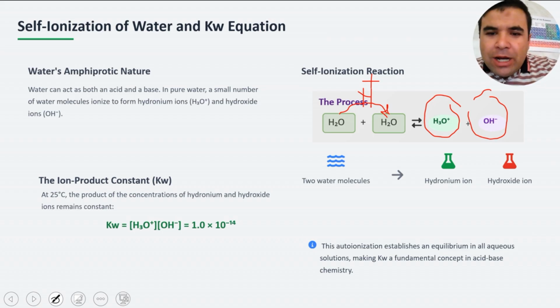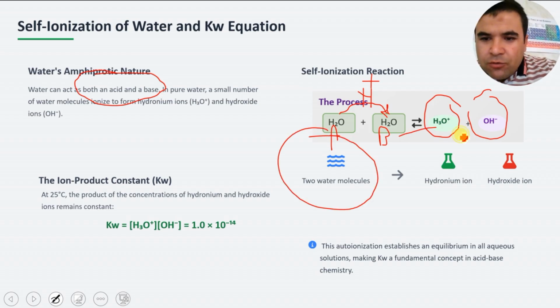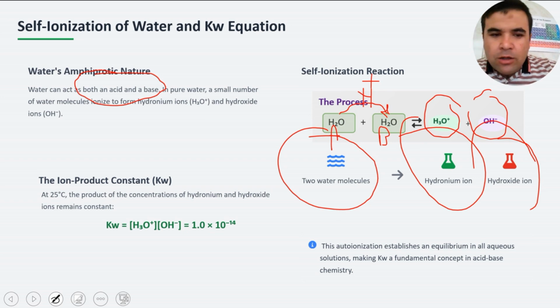In this reaction, guys, the first H2O molecule acts as a Bronsted-Lowry acid, and the second one acts as a Bronsted-Lowry base. So this is the only reaction in which water acts as what? As both acid and base. We can make a statement about water in this reaction: it acts as amphoteric when it reacts to form hydronium and hydroxide. It ionizes with itself, reacts with itself. That's why we call it the self-ionization of water, guys.